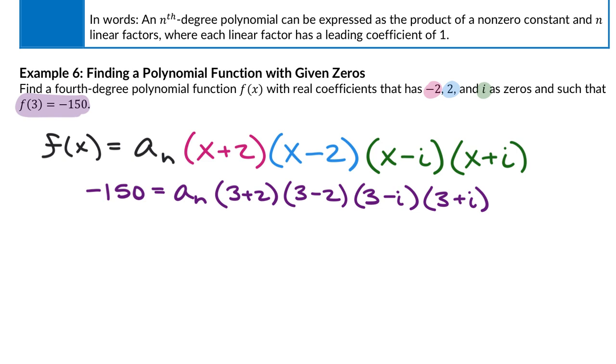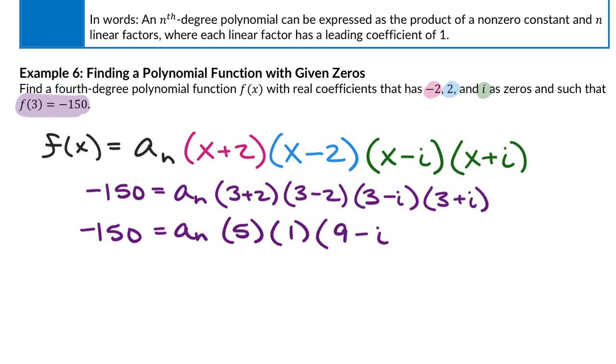Part of this is real easy. What's 3 plus 2? 5. What's 3 minus 2? 1. Okay, it's looking good so far. Do you notice that 3 minus i and 3 plus i are a difference of 2 squares? You could FOIL that if you wanted to, or you remember the shortcut that you square the first thing, square the second thing. That is the difference of 2 squares. The center terms would cancel out if you FOILed it.